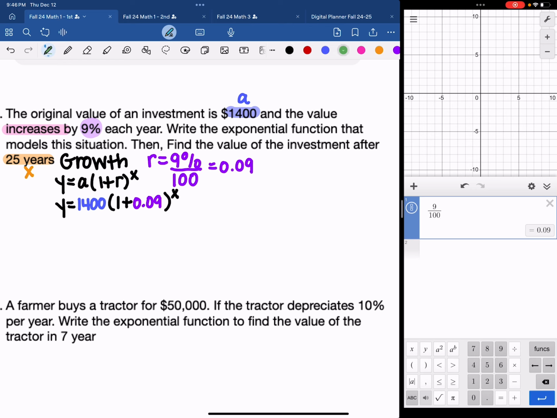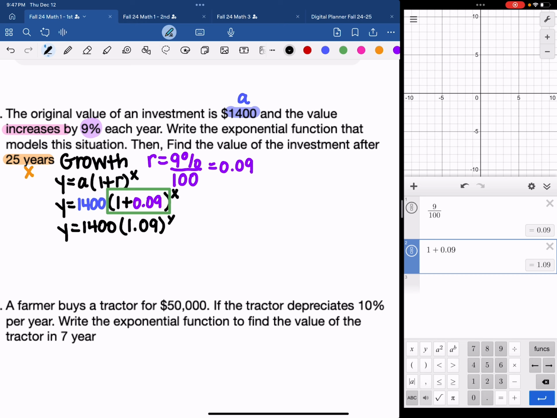What I do want you to see is that I can simplify my base right here. So that base, I can go ahead and say in the parentheses 1 plus 0.09, and my base is going to turn into 1.09. So we got 1,400 times 1.09 raised to X. That's technically my model. This is my model that we have created.